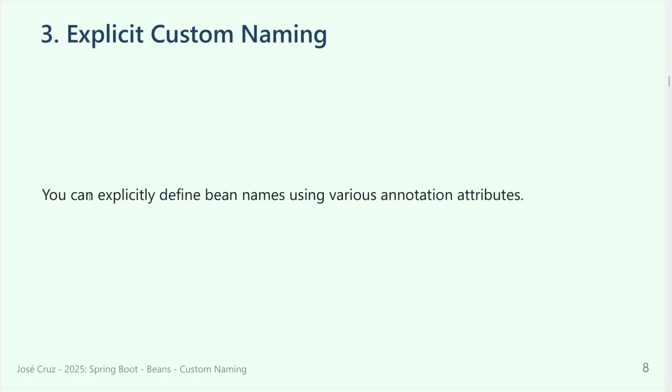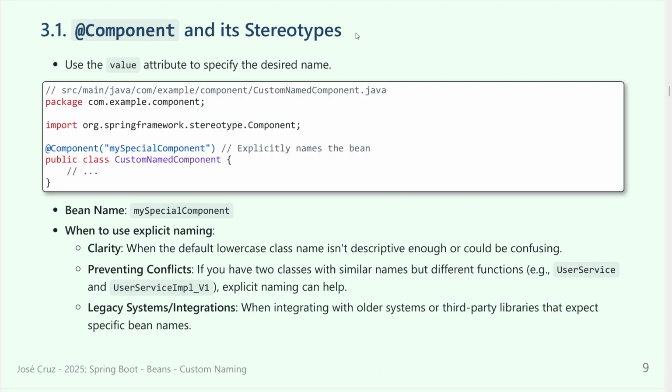So another way is you can explicitly define the bean names using various annotation attributes. Let's see how we can do it. By default, if you put a string between parentheses on the annotation, like for instance, this component or service or repository, this will be the name of the bean. It will not be this one, but it will be this one. If you try to address this one, it will not be found, because you are saying to Spring Boot now, I want my bean name to be this one. So this will be the name that you should use if you want to address explicitly to find this bean.